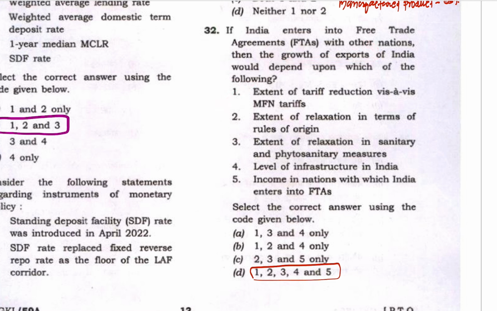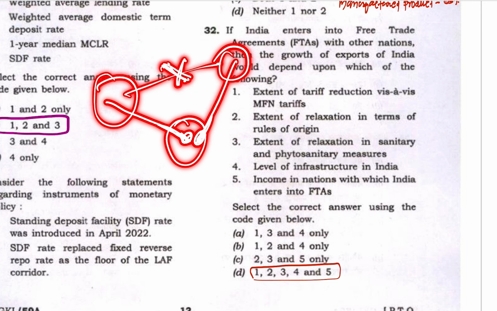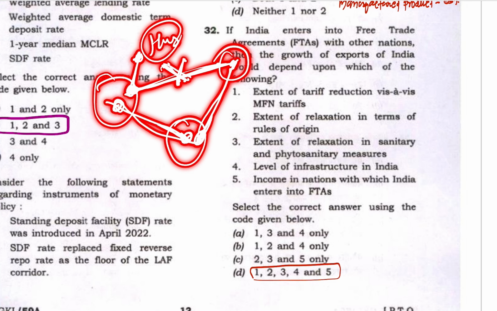Extension of relaxation in terms of rules of origin. Now, what is the rule of origin? Suppose we have Singapore, we have China, we have India. Now, India and Singapore have an FTA, China and Singapore have an FTA, but India and China do not have an FTA. That's why Chinese products coming directly to India will have higher customs duties, right? But if China exports to India via Singapore, they will have lesser customs duties to pay, right? And from that route, the Chinese product will be cheaper.